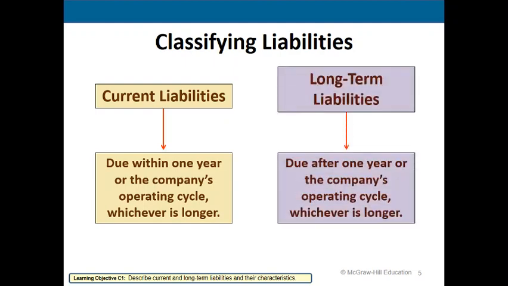And liabilities can be classified as either current or long-term. It's current if it's expected to be satisfied within the next year or the company's operating cycle, whichever's longer. And of course, long-term liabilities are going to be obligations that are satisfied in more than one year or operating cycle, whichever is longer.